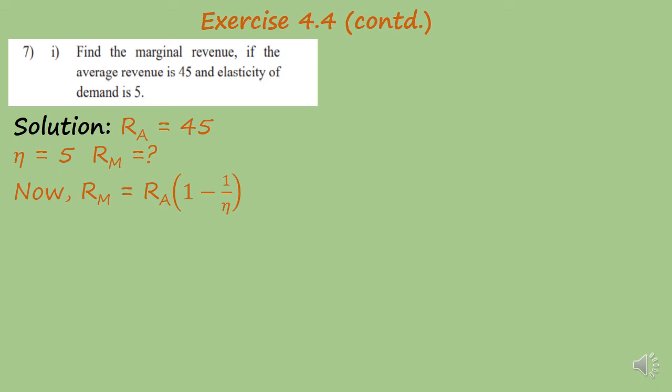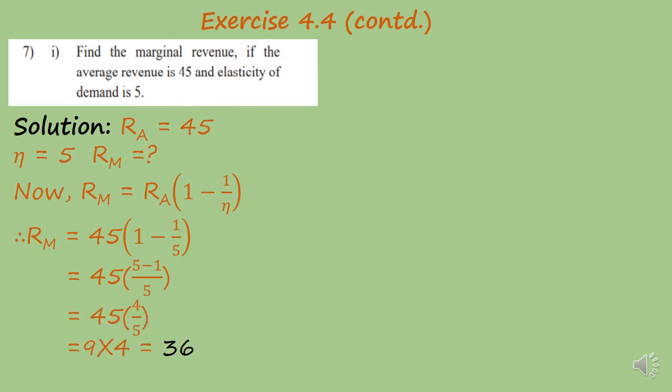That is, Rm is equal to Ra into 1 minus 1 upon eta, which gives us this particular term. And then we solve it like this by equalizing the denominator in the bracket. And thus we get this. And then we just multiply 9 into 4 and thus Rm turns out to be 36.